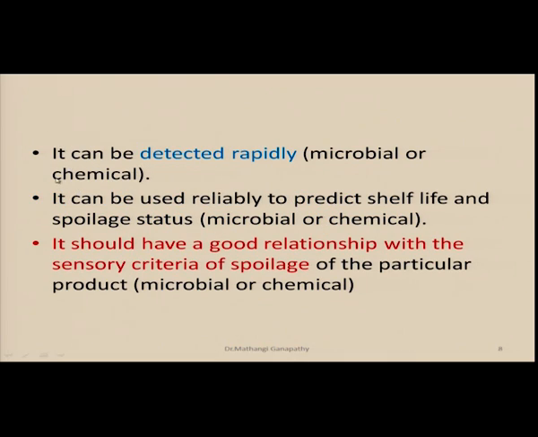The agent of damage, whether it is chemical or microbial, has to be detected very rapidly. Then it can also be used reliably to predict the shelf life and the spoilage status, meaning if you detect this much level, yes, this indicates that the food is spoiled. This will predict that yes, the food has been spoiled, or no, the food is safe to be consumed. And it should have a good relationship with the sensory criteria of spoilage of a particular product. So, whatever indicator we are taking, whether it is microbial or chemical, should fulfill all these baseline conditions for it to act as a baseline indicator.